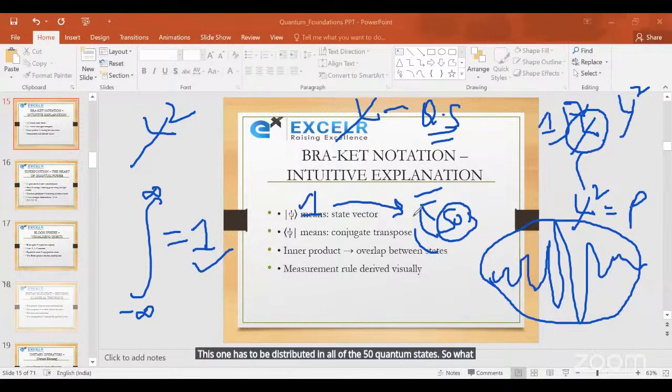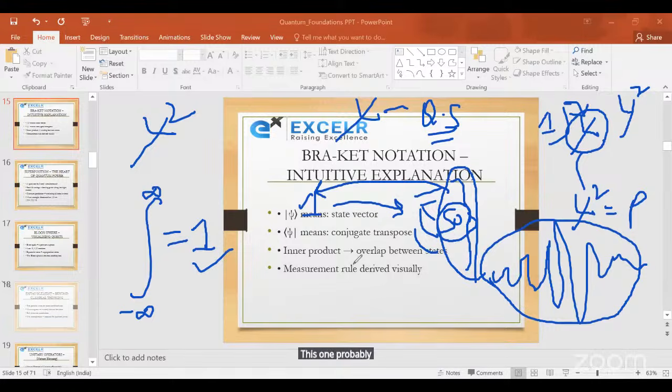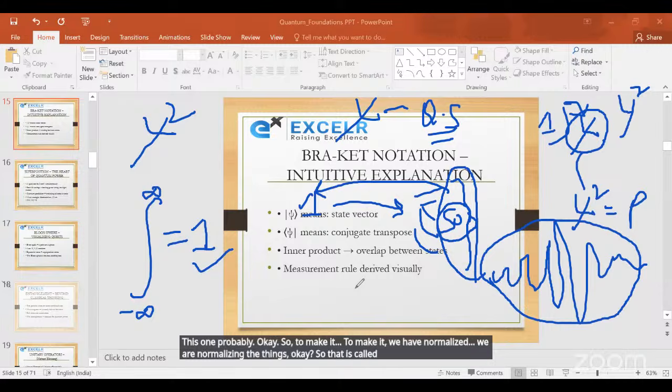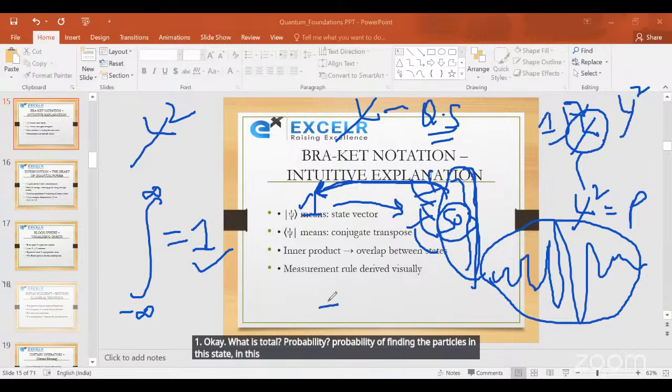So what it means, if we look at the reverse side, is that all of these 50 quantum states must add up to give unity, that is, this one probability. So we are normalizing things. That is called normalization. How do we make these totals equal to 1? The probability of finding the particle in this state, in this state, in this state, all added up, should come out to be 1.